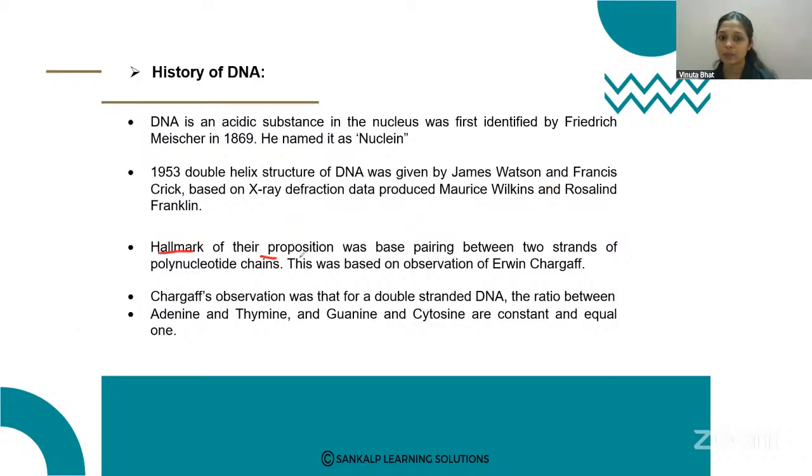The hallmark of that proposition was the pairing between the two strands of the polynucleotide chain, and this was based on the observation of Erwin Chargaff. So what is Chargaff's observation? Chargaff observed that in double-stranded DNA, the ratio between adenine and thymine, and guanine and cytosine, is constant and equal to 1. Very important, this is the Chargaff rule.